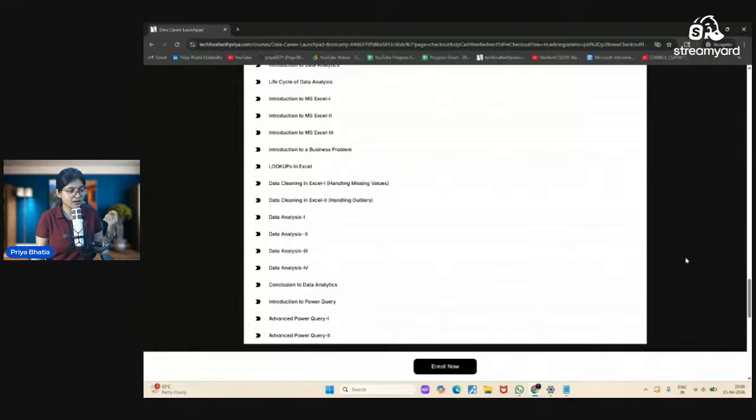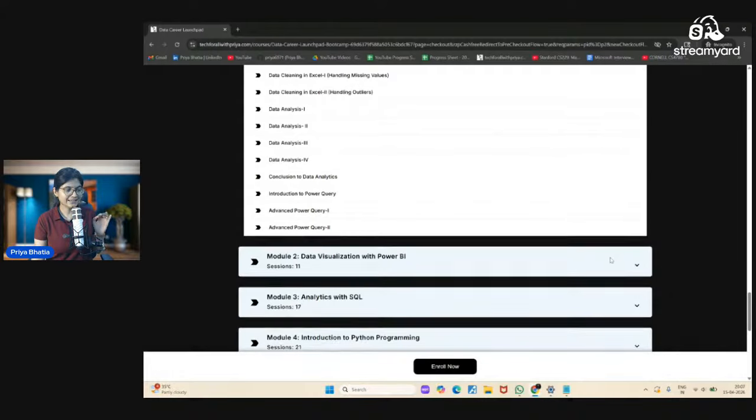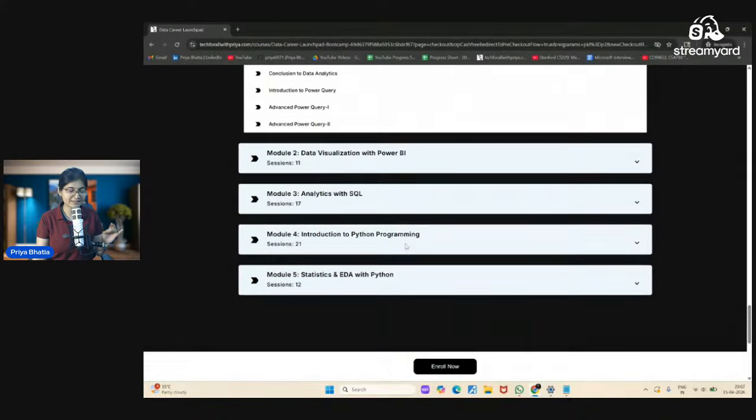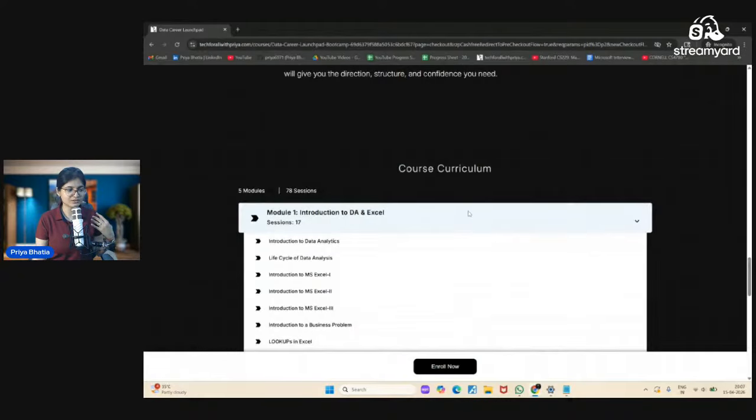The second module is all about Power BI. So many people were requesting me, Priya, can you just launch a Power BI specific course? Now, you won't get a dedicated separate course for Power BI. You will have Power BI in this specific course itself. Then we will have SQL specific discussion, where we will solve interview specific questions and the concepts of SQL, then Python, and then finally the stats and EDA part. Now, all of these discussions will be planned recorded plus live. So every week we will meet live as well.